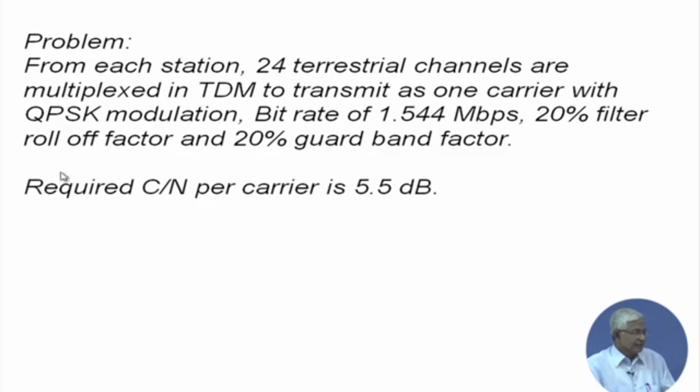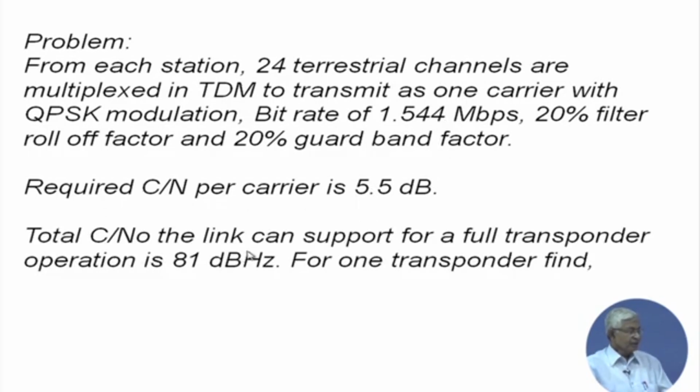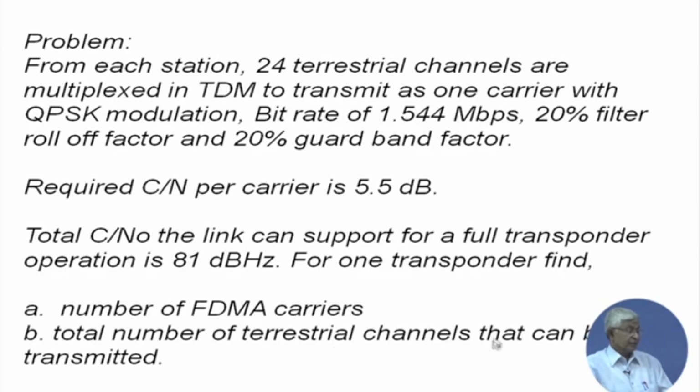Of course, there are other things given, that is C/N per carrier is 5.5 dB. You see here what is not given is the total C/N or C/N0 supported by the transponder. So, it is per carrier given here. Total C/N0 the link can support, now it is given for the full transponder, is 81 dB-Hz. So, for one transponder you try to find out the number of FDMA carriers that can be supported by the transponder and the number of channels, total channels in the whole network, how many terrestrial channels can be transmitted.